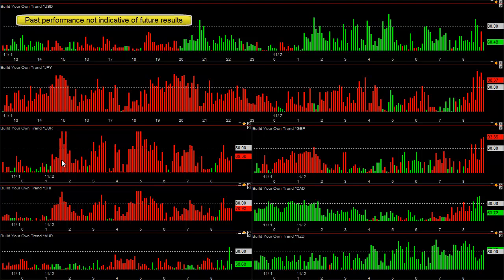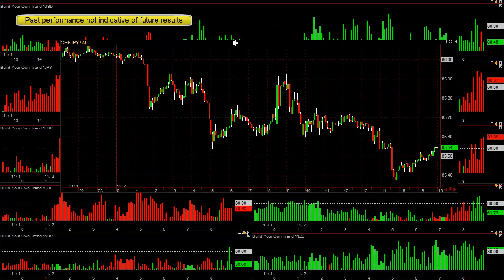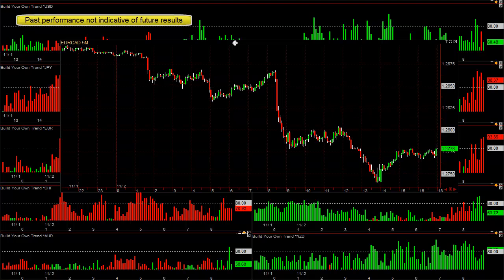So we want to sell the euro dollar, we want to buy the dollar Swiss, we want to sell the euro CAD, we want to sell the euro New Zealand. I don't leave those other currencies open, so we'll just start with the euro CAD. Notice how this has been trending down all day. And this is what gives you the advantage because you're focusing on the ones most likely to trend.